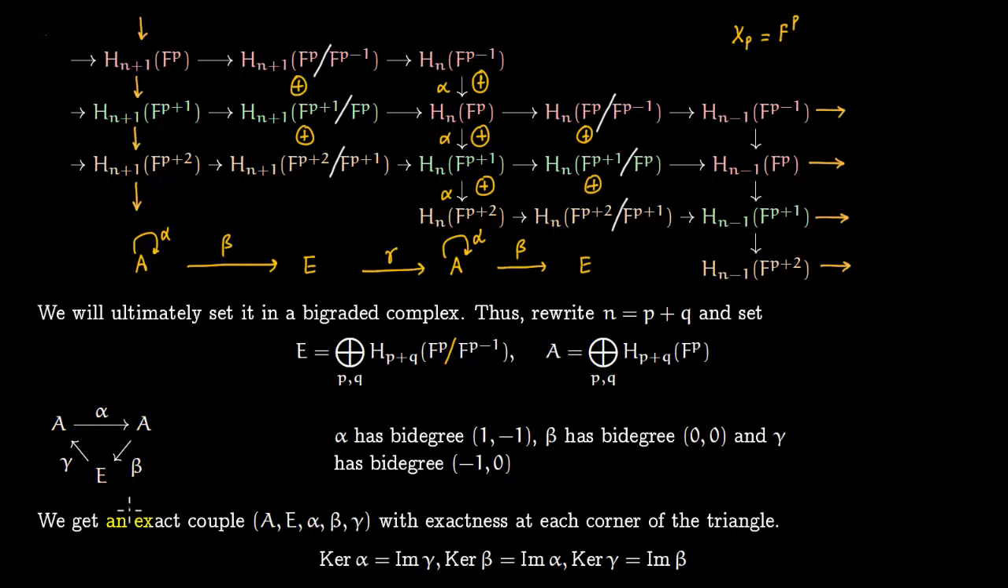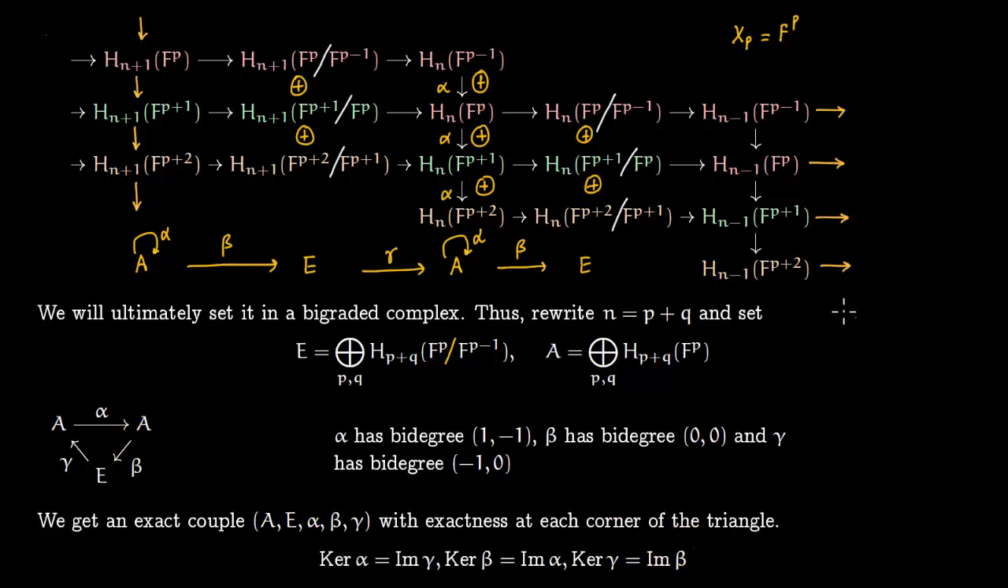Everything carries over from our previous discussion. Alpha has bidegree (1, -1), beta has bidegree (0, 0), and gamma has bidegree (-1, 0). Again, because you have a long exact sequence, alpha, beta, gamma come from the long exact sequence. You have kernel of alpha is equal to image of gamma, kernel of beta is equal to image of alpha, kernel of gamma is equal to image of beta. So every filtration leads you to an exact couple.